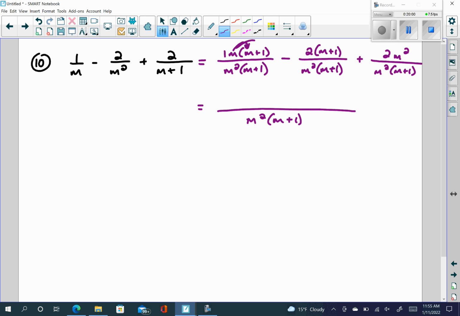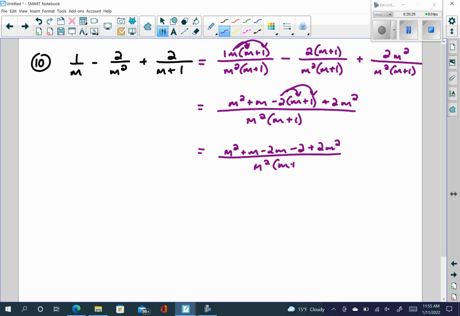I really don't need the 1. I'm just going to distribute the m. So we're going to get an m squared plus m. Here I'm really distributing a negative 2. So for right now, I'm just going to write it like this so we don't make any mistakes with our signs. And then plus 2m squared. So now up top, we'll have m squared plus m minus 2m minus 2 plus 2m squared over the LCD.